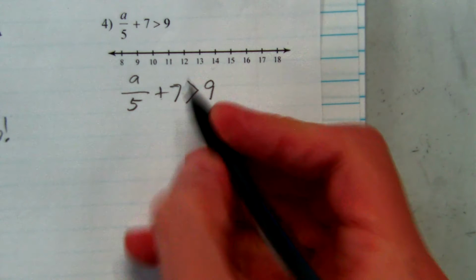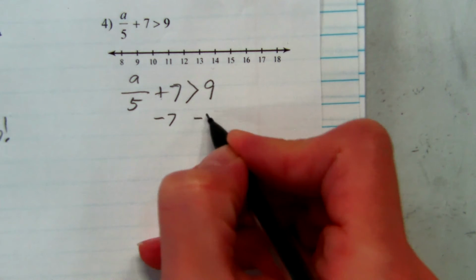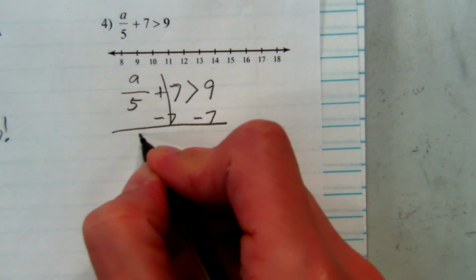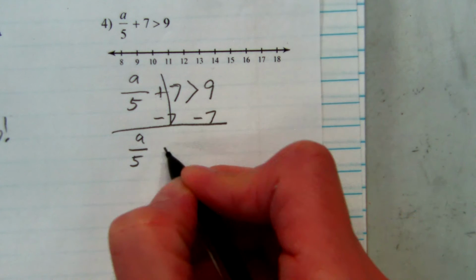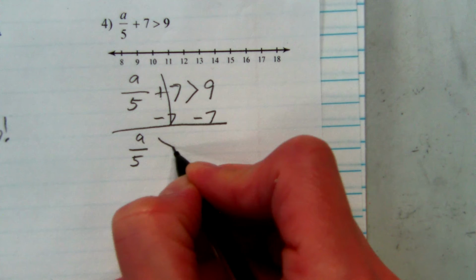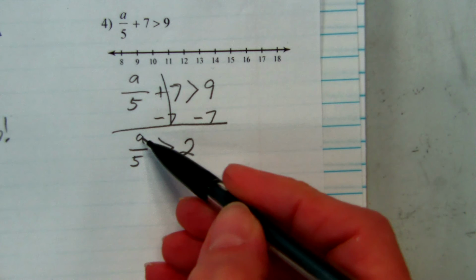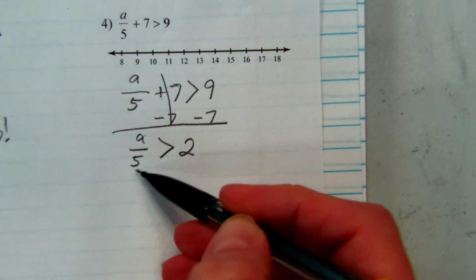Minus 7. Minus 7, just like it is with the others. Even though that's that weird fraction in there, you still start with the addition and subtraction and get the part that has a in it by itself. So if a over 5 is greater than 2. Now, how do I get rid of a divided by 5?